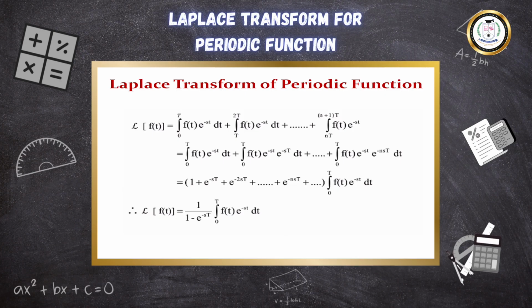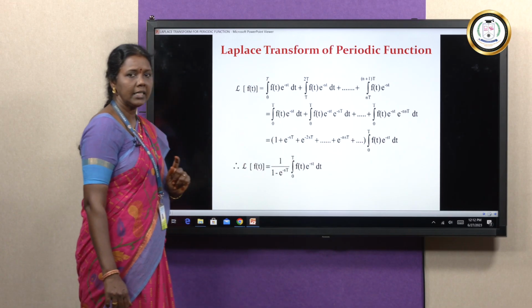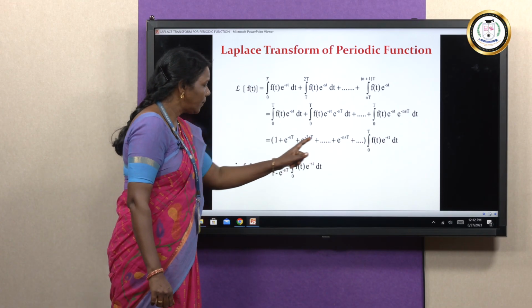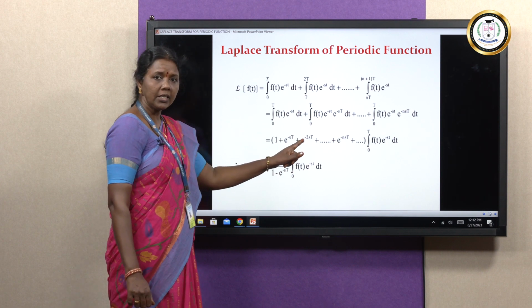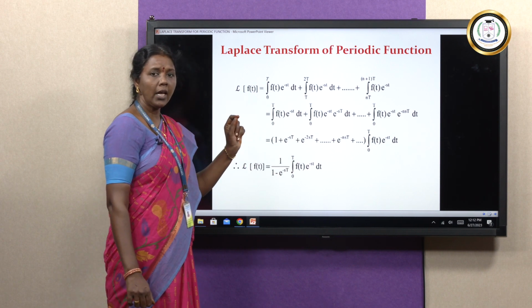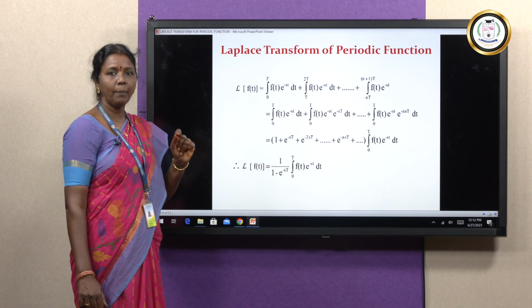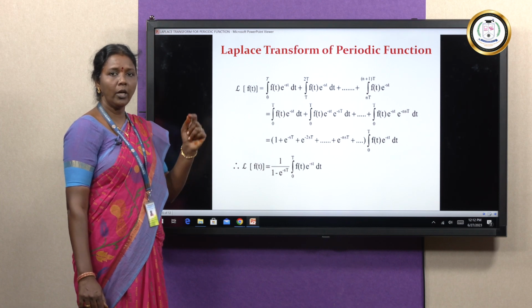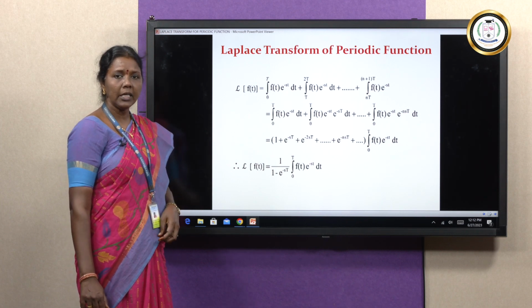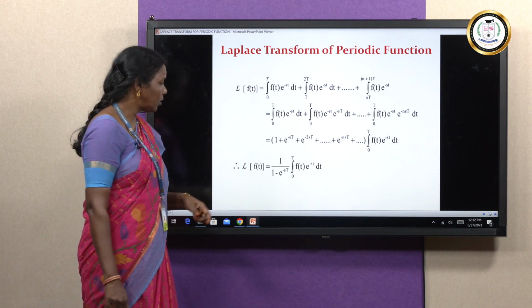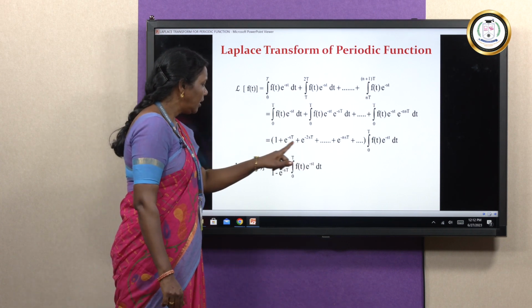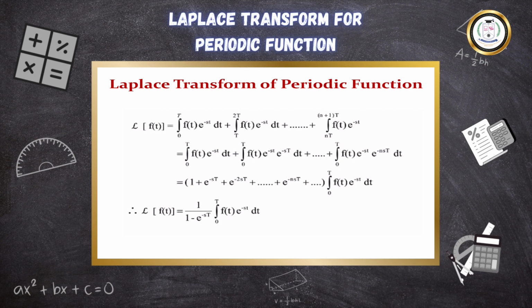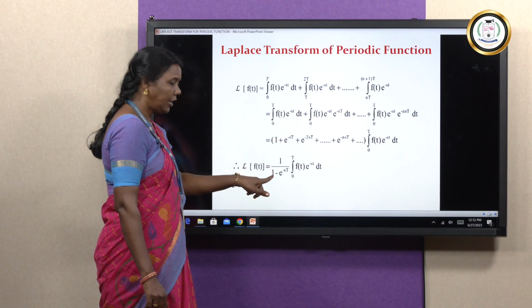Integral 0 to T of f(t) e^(-st) dt, and this can be written as (1 minus e^(-sT))^(-1), using the binomial expansion: (1 - x)^(-1) is equal to 1 plus x plus x squared and so on. So, using that we are getting 1 minus e^(-sT) the whole inverse. That is what we have written in the denominator.